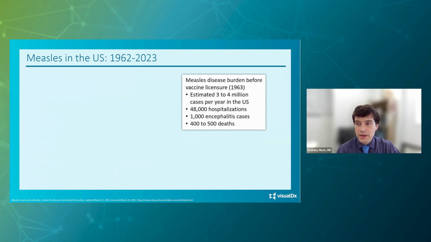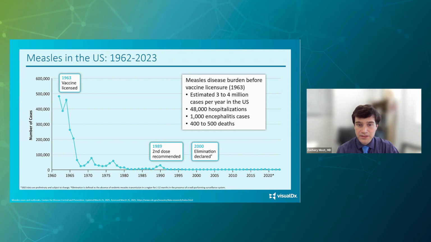Looking now at measles in the United States and our history, prior to the licensure of the vaccine in 1963, measles was an incredibly common infection. Every person in the United States got measles during childhood. It was estimated that there were 3 to 4 million cases per year. There were 48,000 hospitalizations, around 1,000 encephalitis cases, and 400 to 500 deaths.